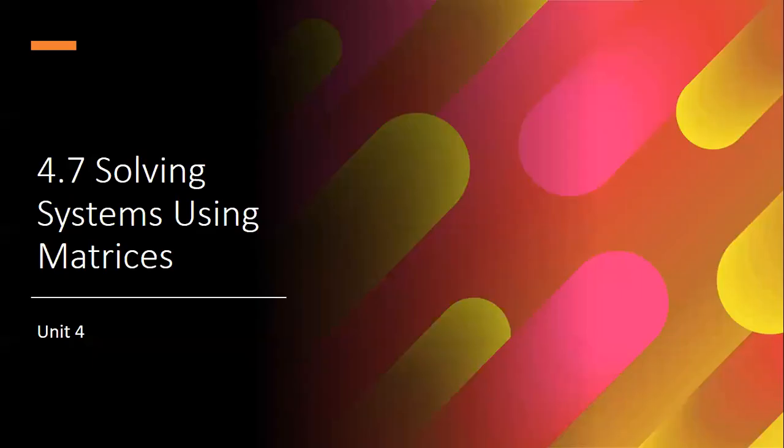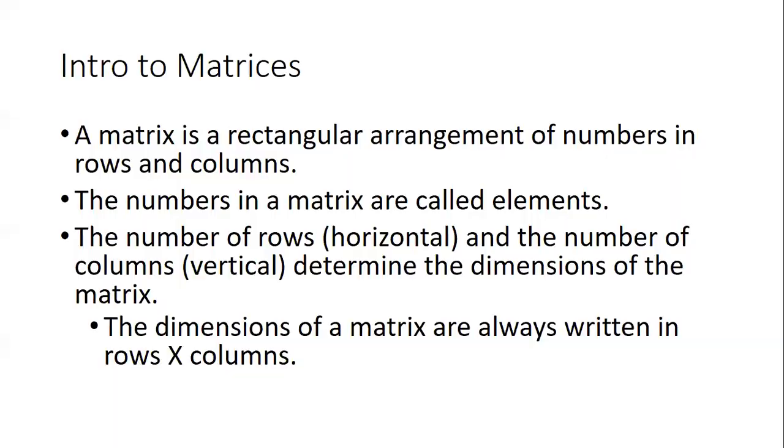All right, 4.7, solving systems using matrices. So the first thing we're going to talk about is what is a matrix? A matrix is a rectangular arrangement of numbers in rows and columns, okay? What a matrix does is it eliminates variables. Your variables are no longer there. It's no longer a factor when you're solving.